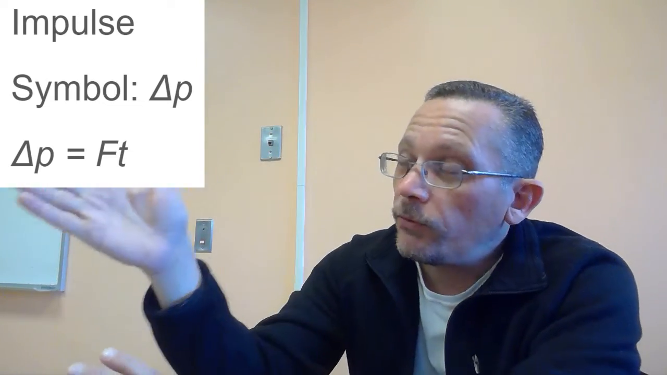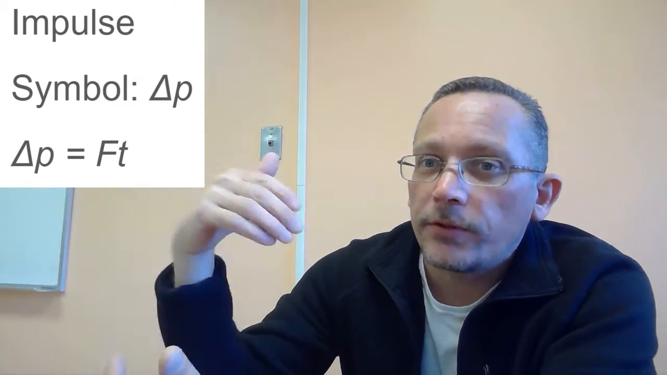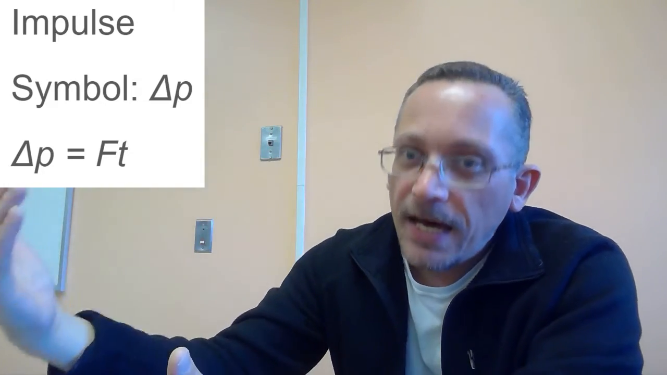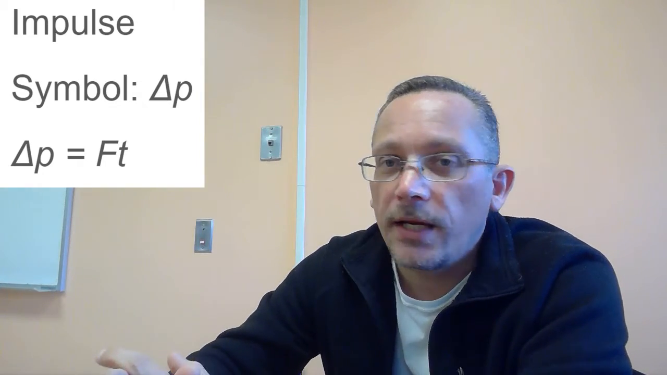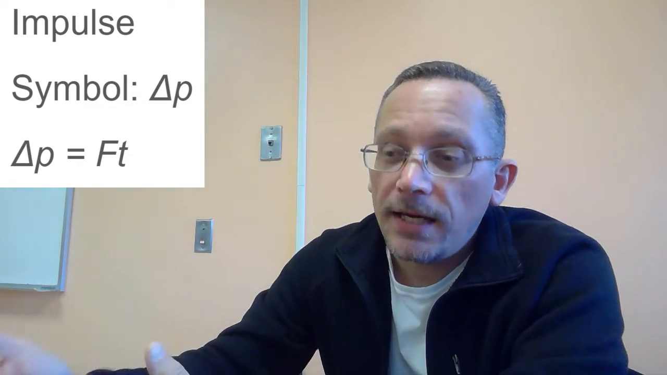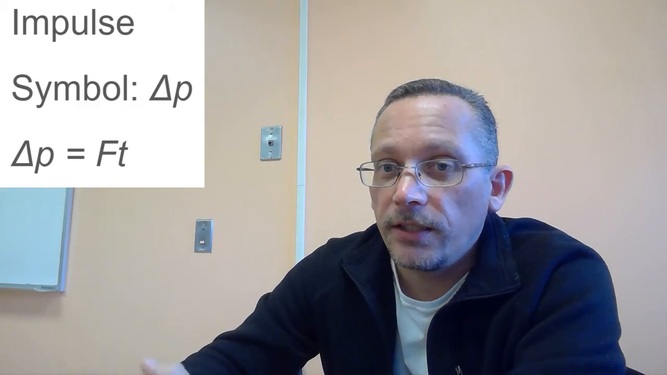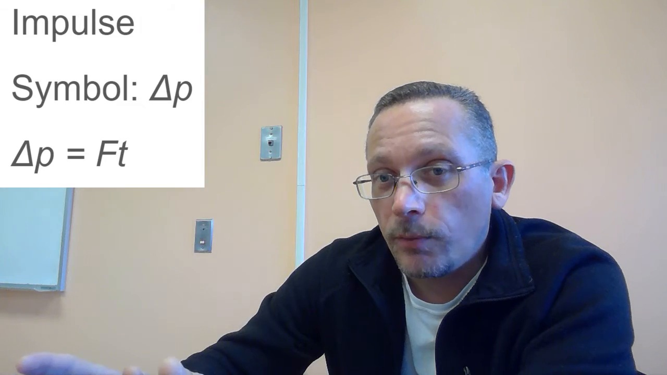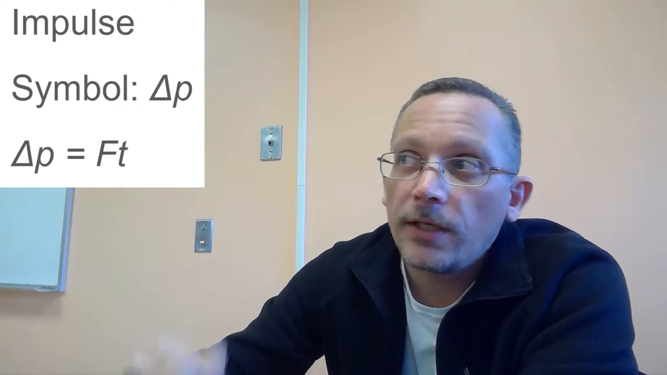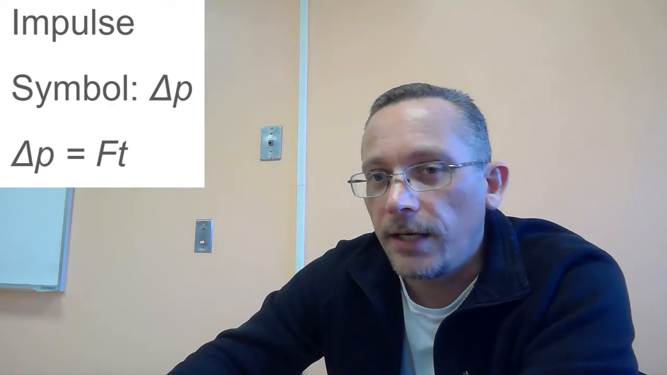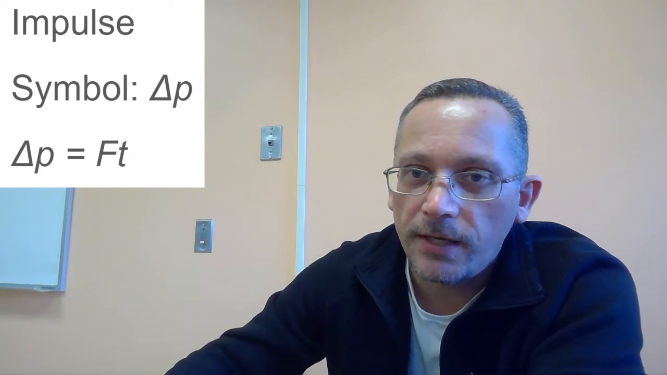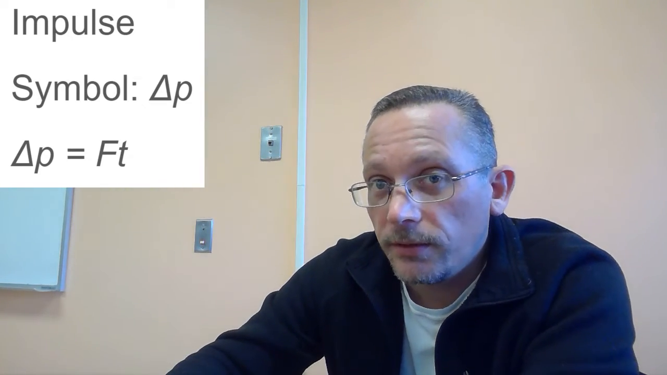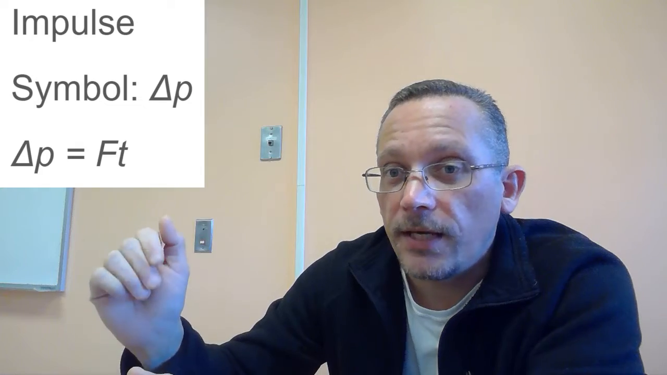If you think about applying a force to an object to speed it up or slow it down, the amount of time that you apply the force to the object also is a factor in what's going to happen, right? So the time is also a factor in the change in momentum, the impulse. So you can find the change in momentum, the impulse, delta p, by taking the force times the time. Remember, force is newtons, time is seconds, so delta p is going to equal F times t.